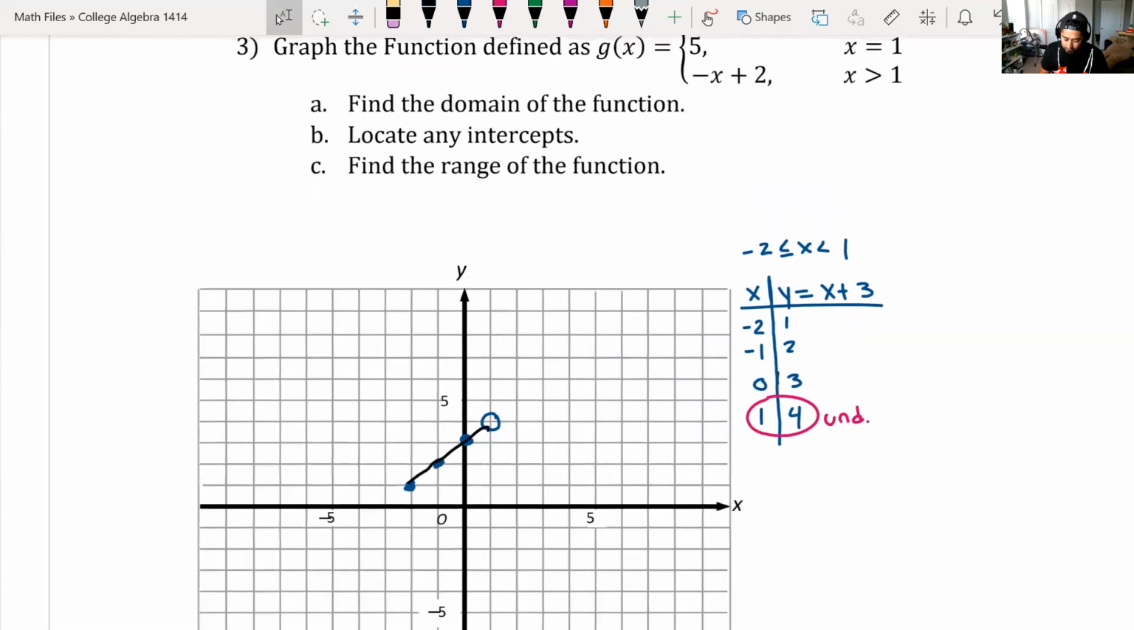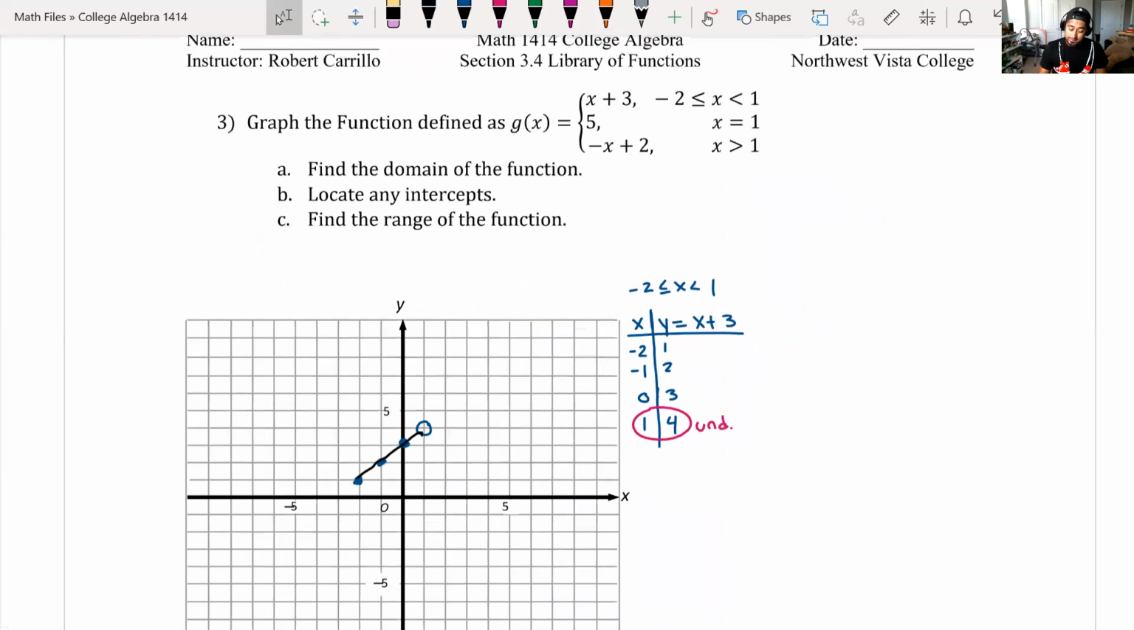All right. The second part of the piecewise function, we do not need an XY chart for. This is giving us a point. All this says is plot this point. It says when x is 1, the output is 5. So this is saying when x is 1, the output is 5. That's it. Nothing more to it. No XY chart. It's giving us a point.